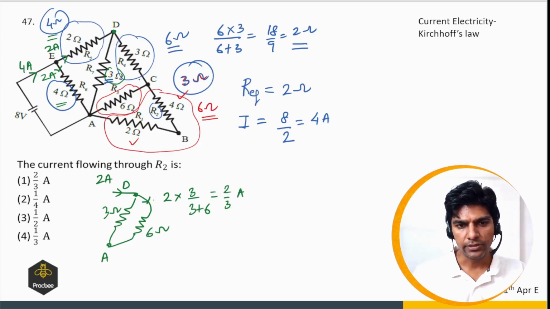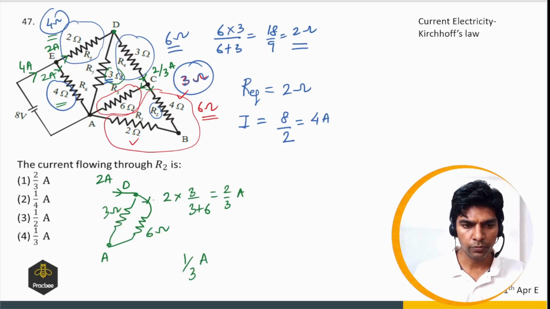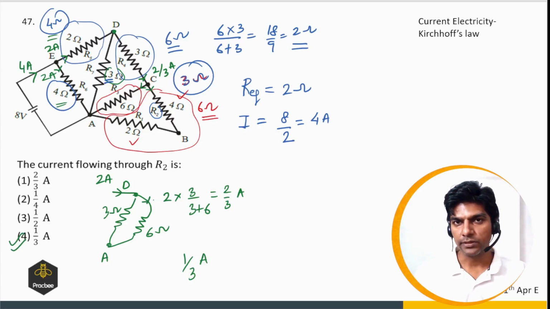Now we got the current in this branch, so that will be 2 by 3 ampere. Now this current will divide equally in these two branches. So the current through R2 will be half of 2 by 3, that will be 1/3 ampere. So option 4 is the right answer. So I hope this concept is clear.